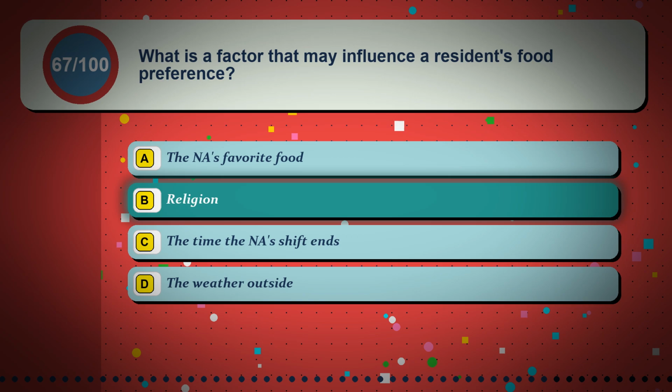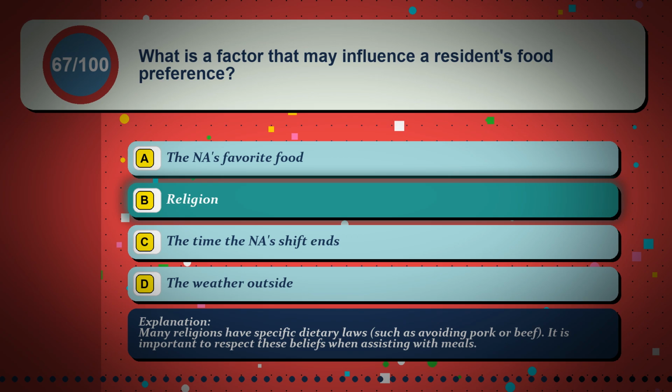The correct answer is option B. Religion. Many religions have specific dietary laws, such as avoiding pork or beef. It is important to respect these beliefs when assisting with meals.